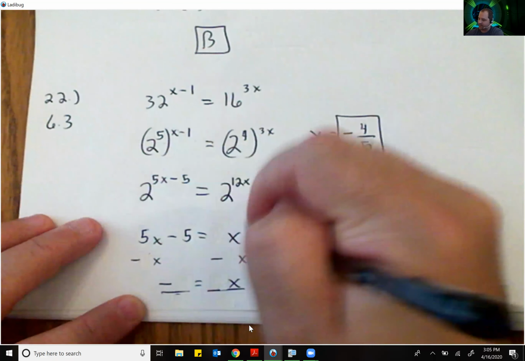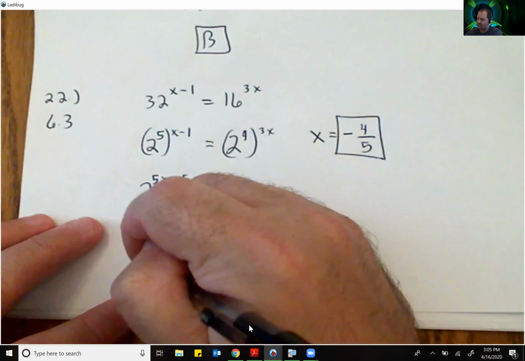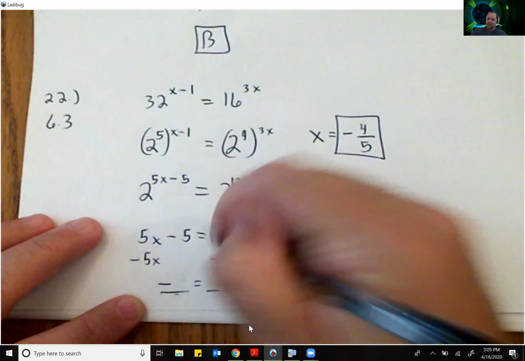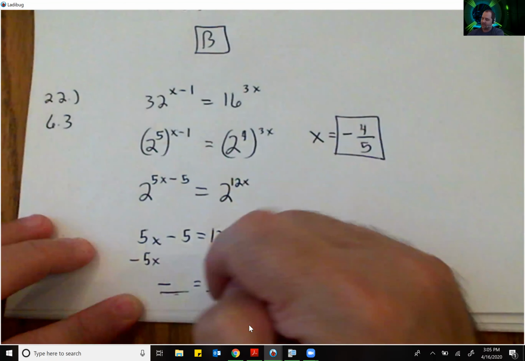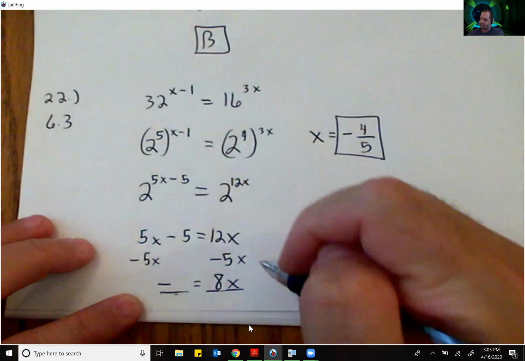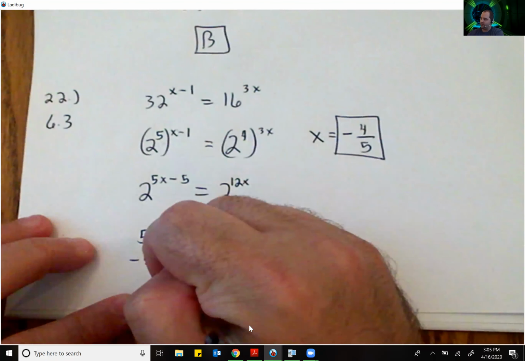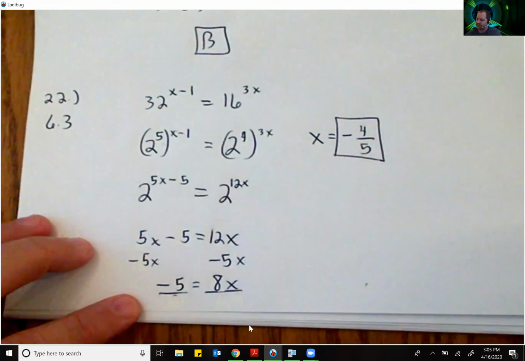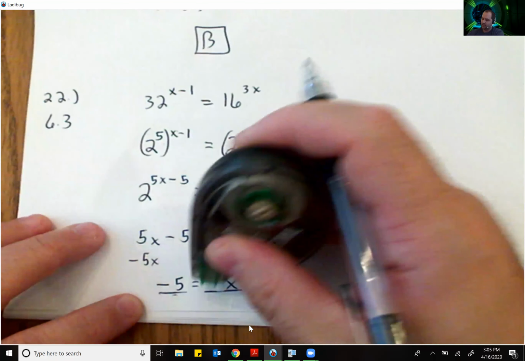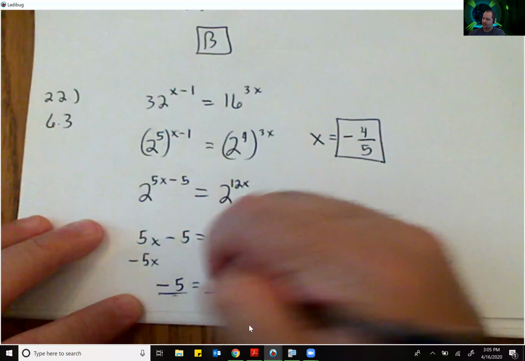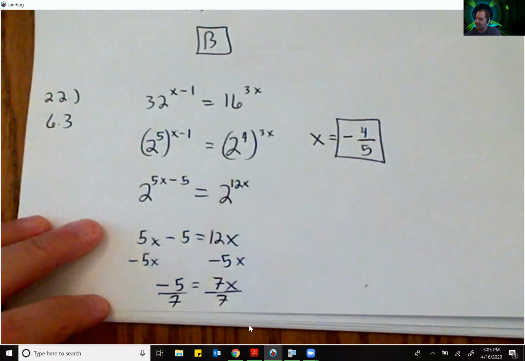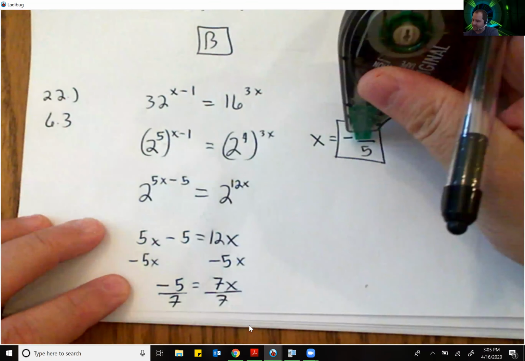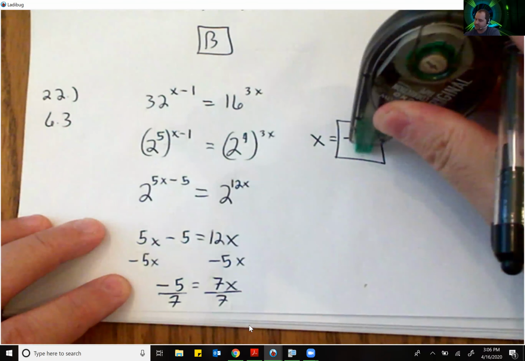And this will be 12x. So we're subtracting 5, subtracting 5. 12 minus 5 gives us 8. Make sure of that again. No, 12 minus 5 is not 8. I'm making those stupid mistakes again. It is 7. Divide by 7. And our real answer is negative 5/7. That was my fault.